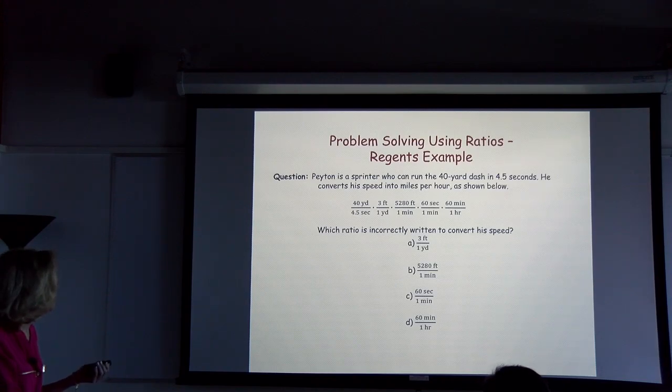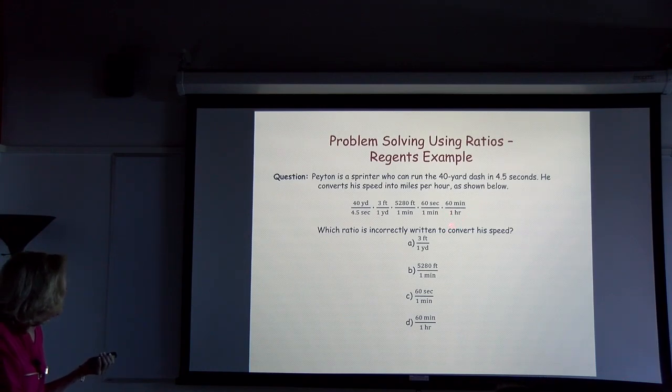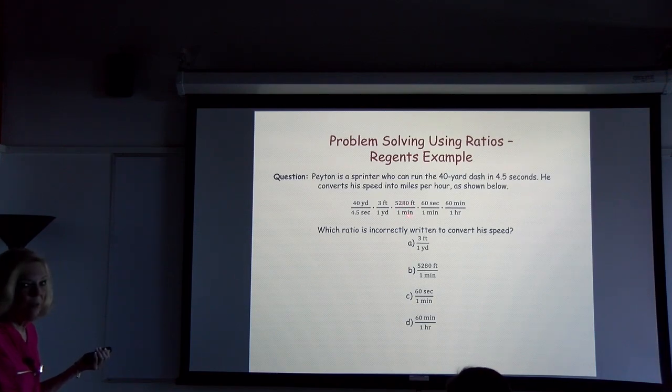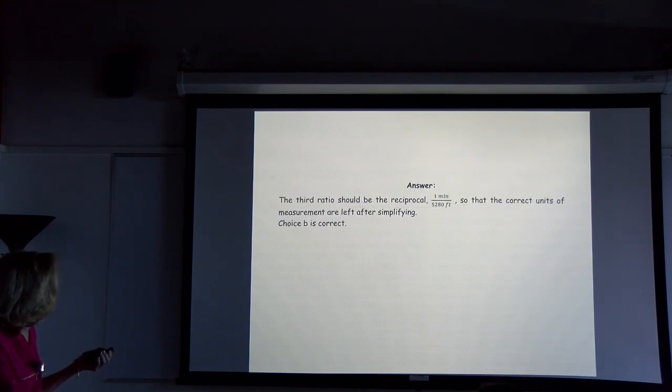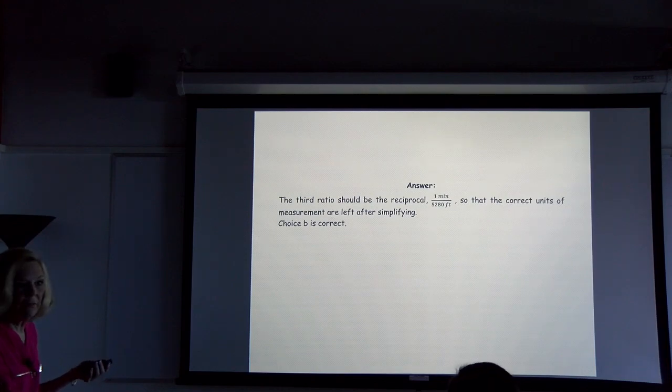Right, remember what we want to do is to have this done in terms of miles per hour. So we have hours over here, and we need to have, in this case, the units simplifying and dividing out. So the yards in here will divide out. The seconds here will divide out. But what's the problem with this unit in here? Right, we really want minutes over feet. All right, the third ratio should be the reciprocal so that the correct units of measurement are left after simplifying.